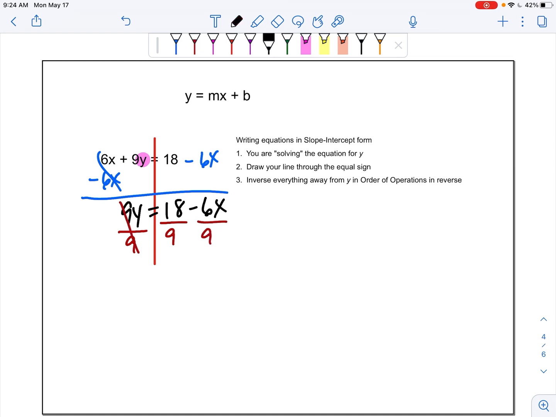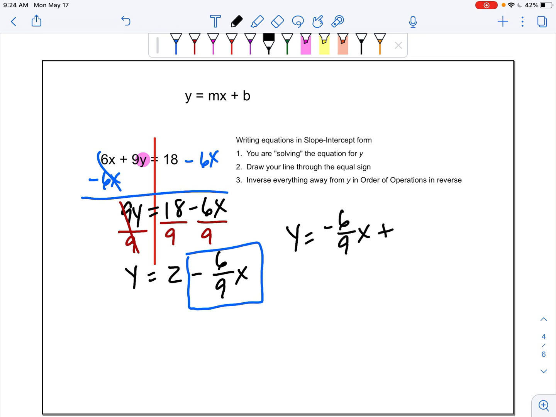That cancels out, and I'm left with y equals 2 minus 6/9 x. And when I move it, I'm going to move everything. So the negative sign goes with it. So I end up with y equals negative 6/9 x plus 2. I have to reduce this down, because remember, your slope should always be reduced down as far as it can go. So y equals negative 2/3 x plus 2.